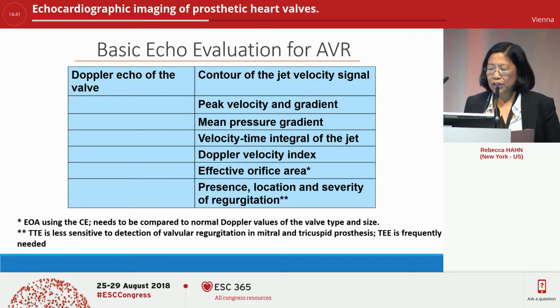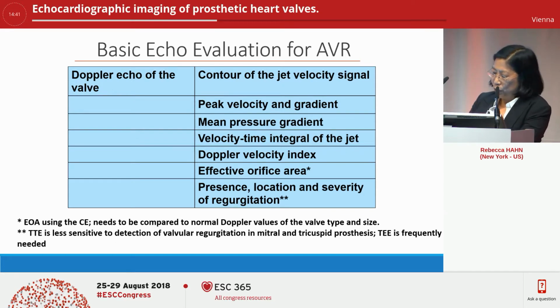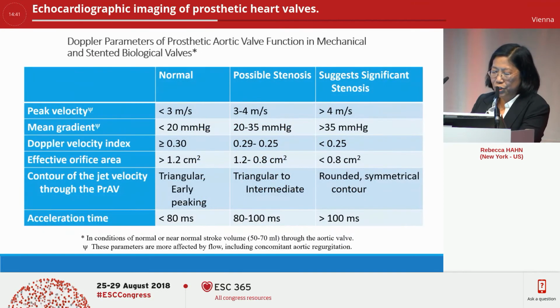The contour of the jet is important, as are peak velocity and gradient. But as you already saw with the mitral prosthesis, the velocity and gradient do not take into account the flow across the valve, whether low flow or even high flow states. So you can misjudge the prosthesis function if you only look at velocity and gradient. And so we're also looking at other measures of valve area, such as Doppler velocity index and effective orifice area, and then we'll talk about regurgitation at the very end of this talk.